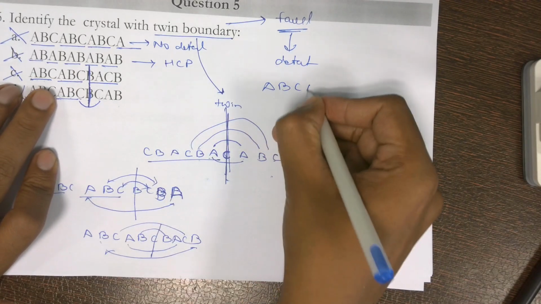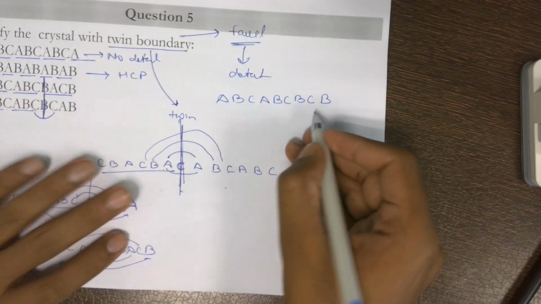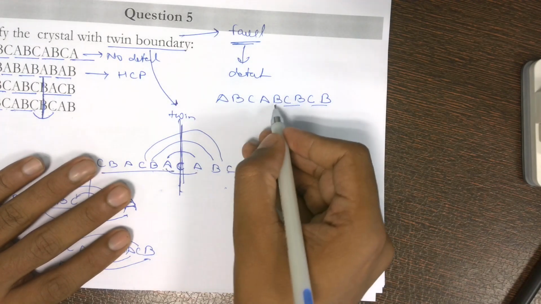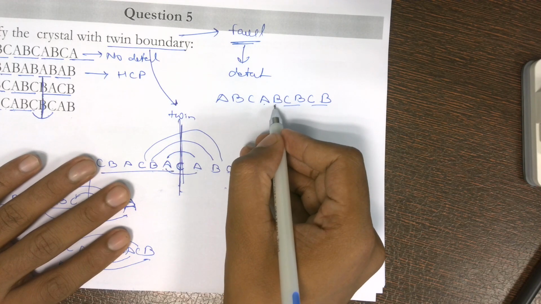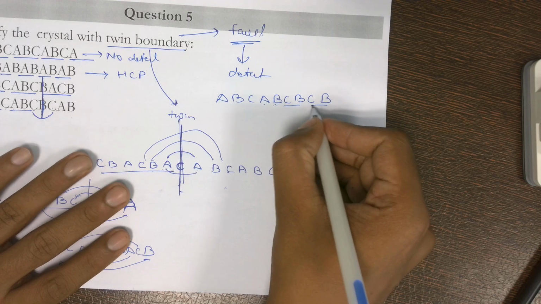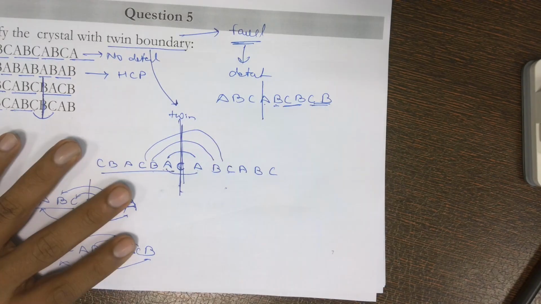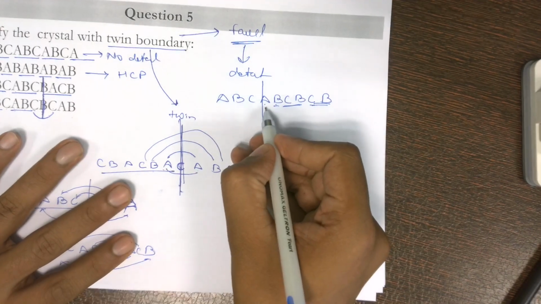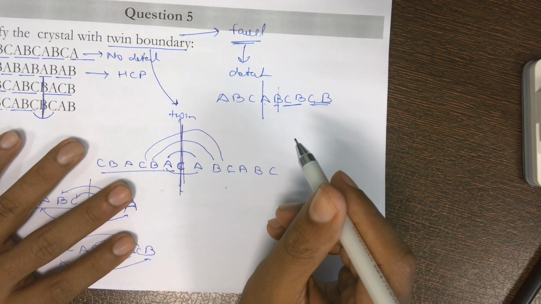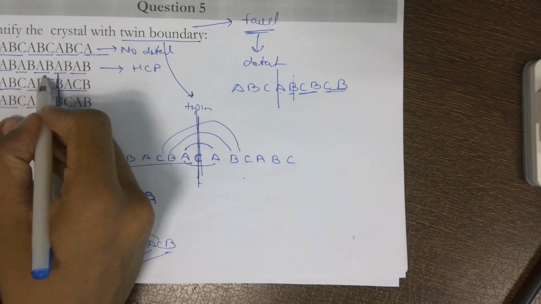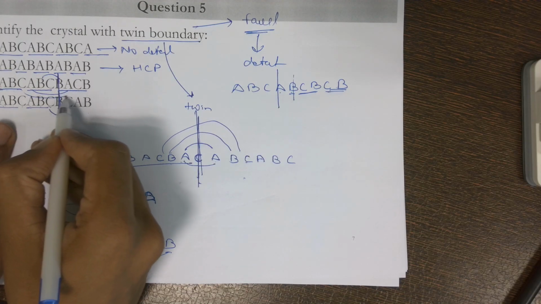A, B, C, A, B, C, B, C, B, B, C, BC, and now B and C. Okay, so here we are now going in the reverse direction. BC, BC, B. Here it should be the C, which is a fault. It's not there. So about this somewhere. Okay, this is right. This is right. This is right.